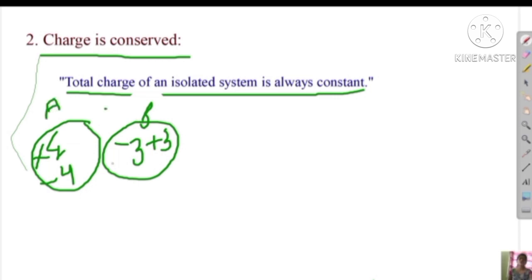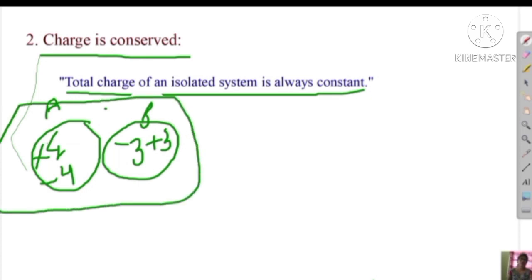So what is the total charge of the system? According to the conservation of charge, the total charge of an isolated system is always constant. We will not consider the individual body; we will consider the complete system. In this complete system, when the neutral bodies are present, what is the total charge? Plus 4 minus 4 of A is equal to 0. Minus 3 plus 3 of B is equal to 0, right? So when you find the total charge, A plus B as a system, considering two bodies, A plus B will be equal to 0.